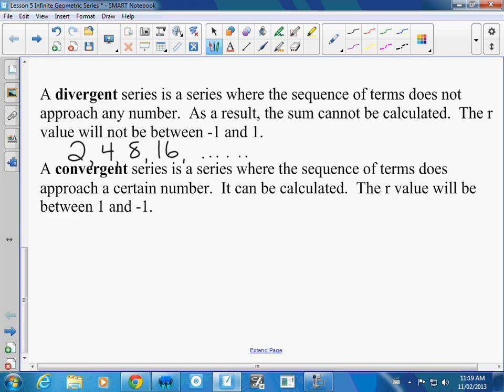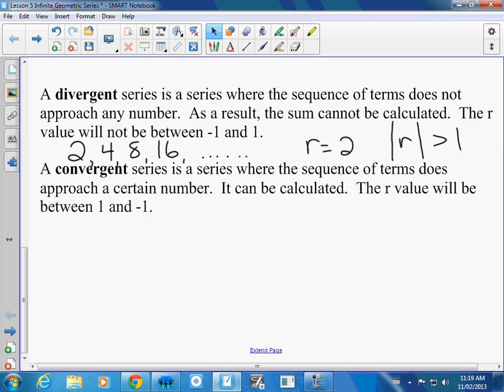What is R in this case? Now think about this for a minute. This is getting larger and larger and larger. Could you ever find the sum of that? No, it would be impossible. You can't find the sum of a series that's getting larger all the time. So the R value will not be between -1 and 1. Is it outside that range? Another way to look at it is this. The absolute value of R is greater than 1. What's absolute value mean, again, by the way?